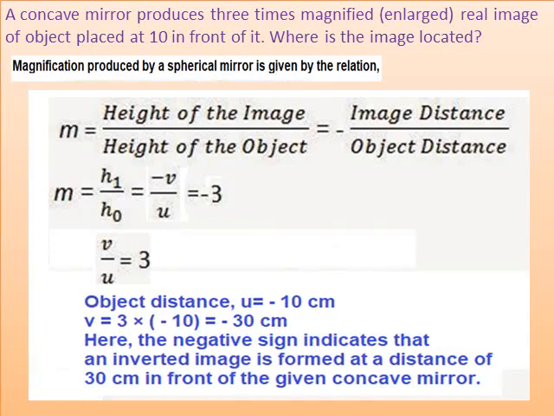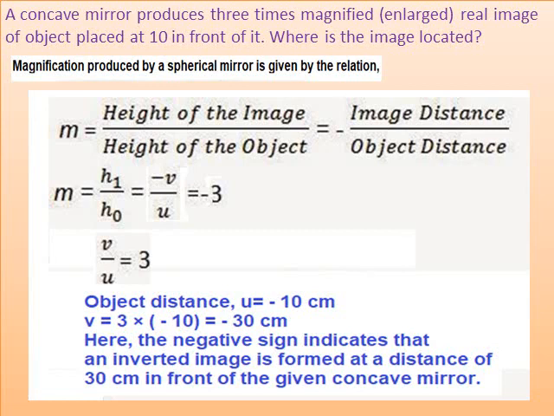Let's look into this problem now. A concave mirror produces 3 times magnified, that is enlarged, real image of an object at 10 centimeter in front of it. Where is the image located? So what are the informations we can collect from the problem? It's a concave mirror and the magnification is 3 times. M is equal to 3.